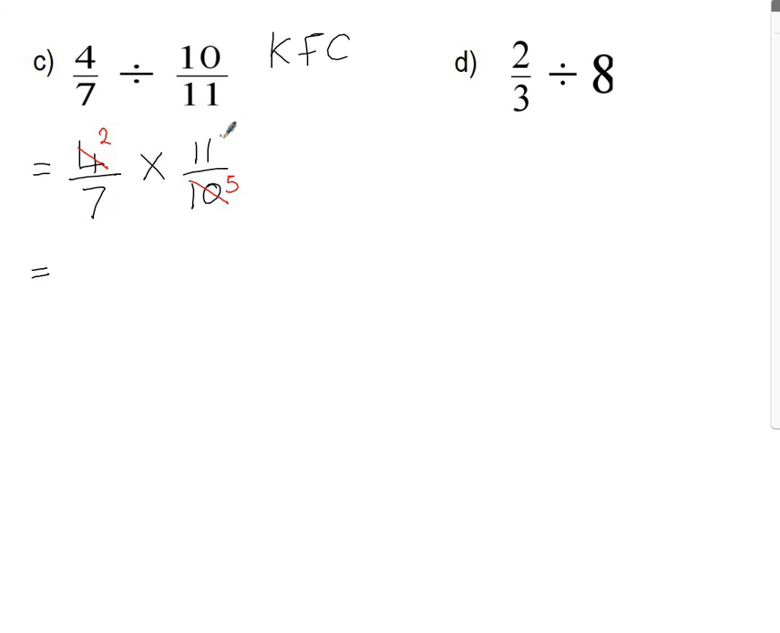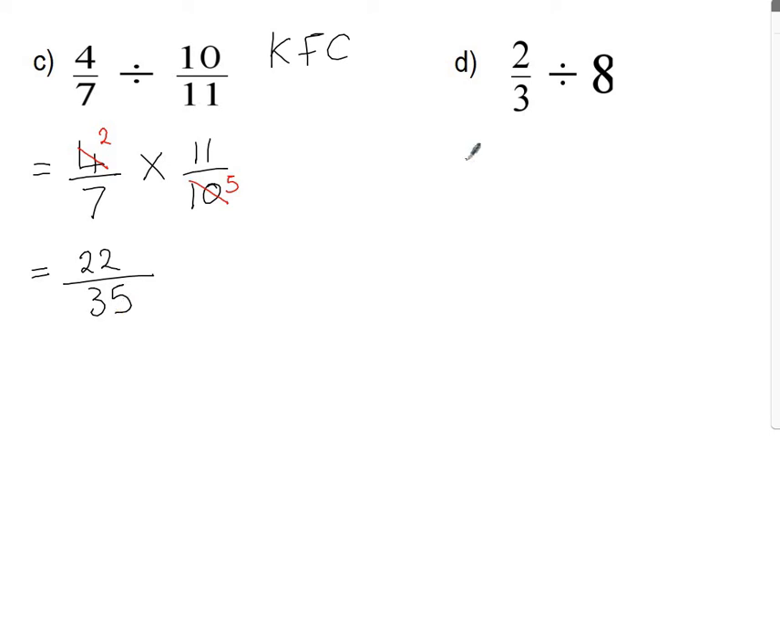Anything go into 2 and 7? No. Anything go into 11 and 5? No. So what we then have is we just multiply now these new numerators then. So 2 times 11 is 22 over 7 times 5 is 35, and that is in its simplest form.